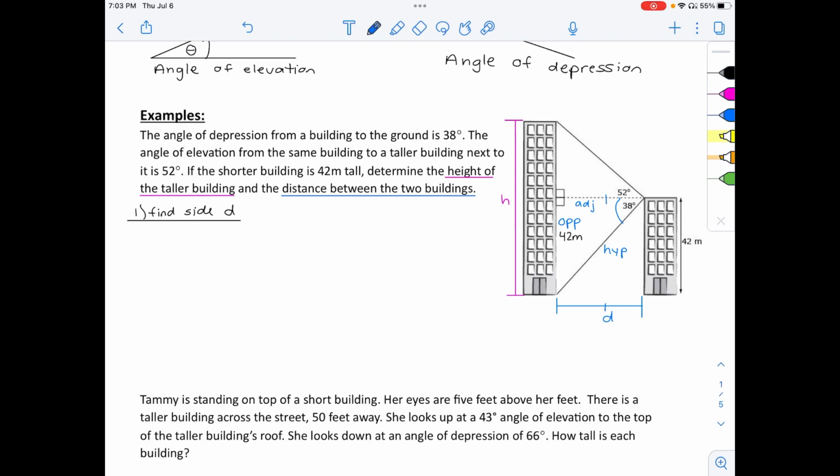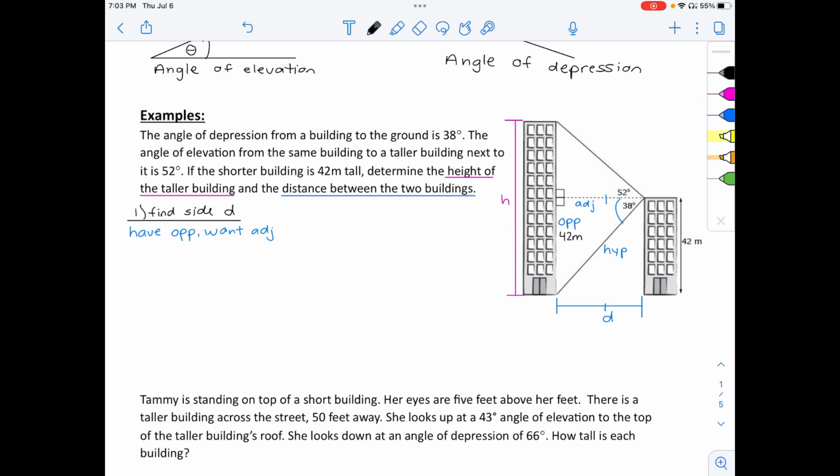Okay, so I'm going to write which side I have, which side I want. Because I am working with the right triangle, I can use SOHCAHTOA. So I have my opposite side. I want my adjacent side.